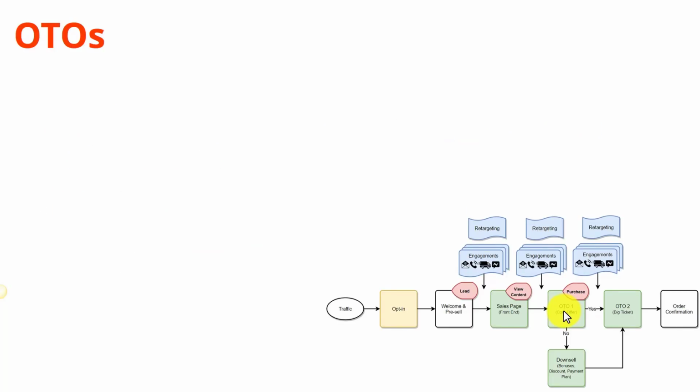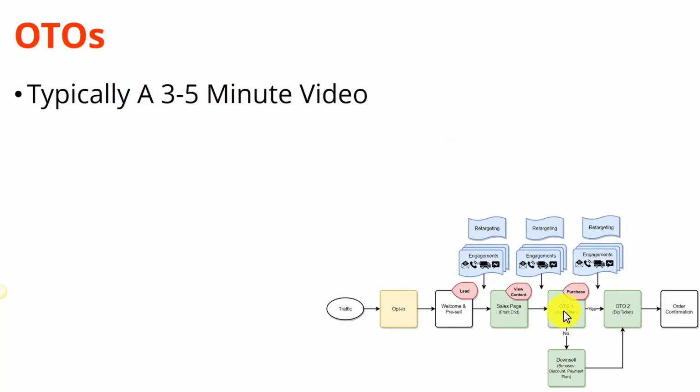Now typically on these OTO pages, you'll have a 3 to 5 minute video. Videos tend to work much better on OTO pages than text, and keeping the video short is best, and 3 to 5 minutes seems to be the perfect range to keep people engaged and get enough information in front of them to be able to make a decision.